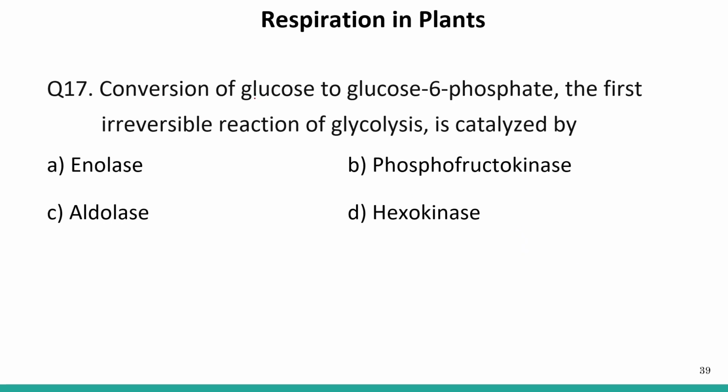Now, conversion of glucose to glucose 6-phosphate. The first irreversible reaction of glycolysis is catalyzed by, this is a straightforward answer, hexokinase. Hexokinase is involved in the conversion of glucose to glucose 6-phosphate, and it does phosphorylation. This is the first step of glycolysis, known as phosphorylation, and ATP here is converted into ADP. So option D is the correct answer.